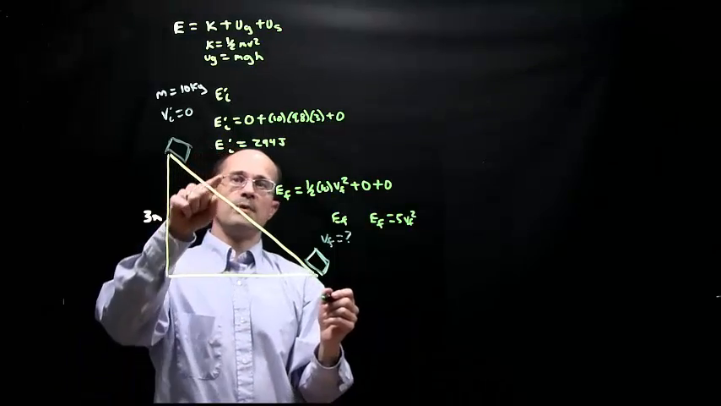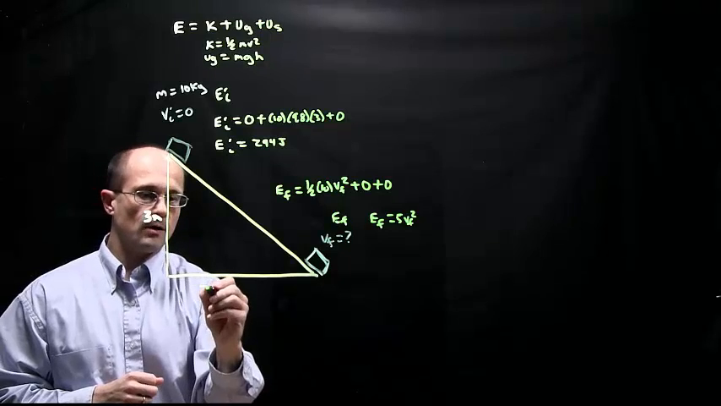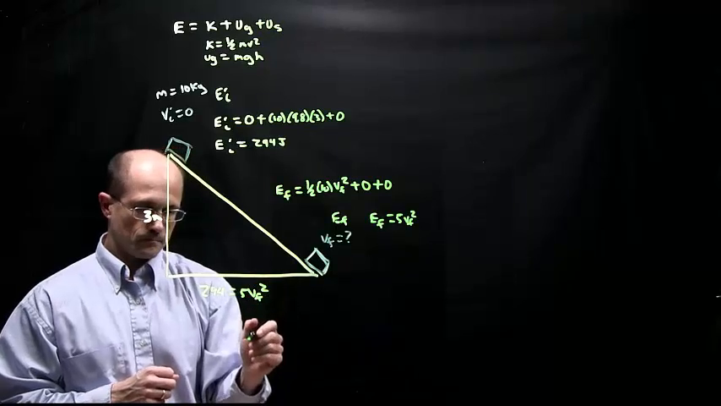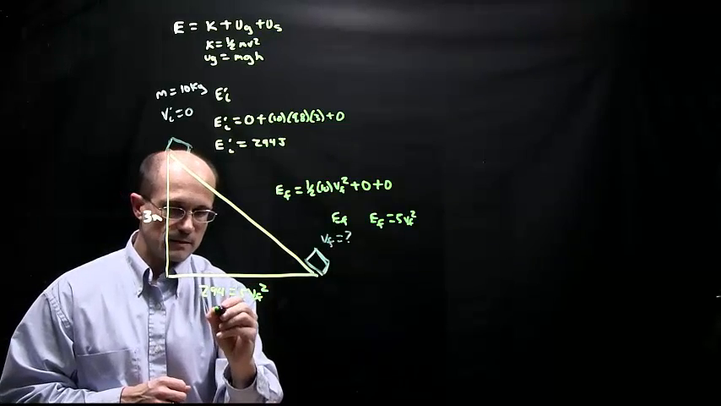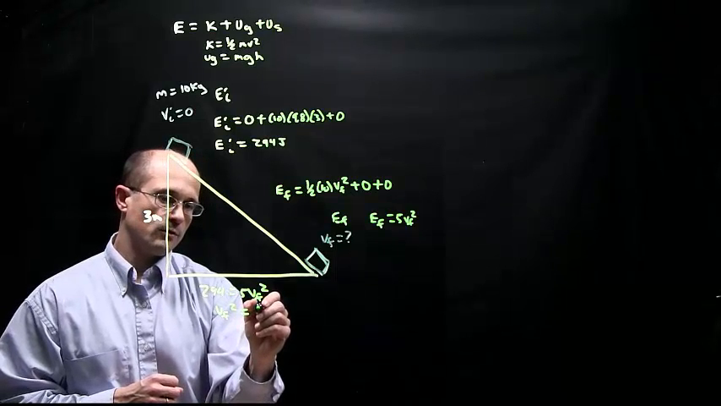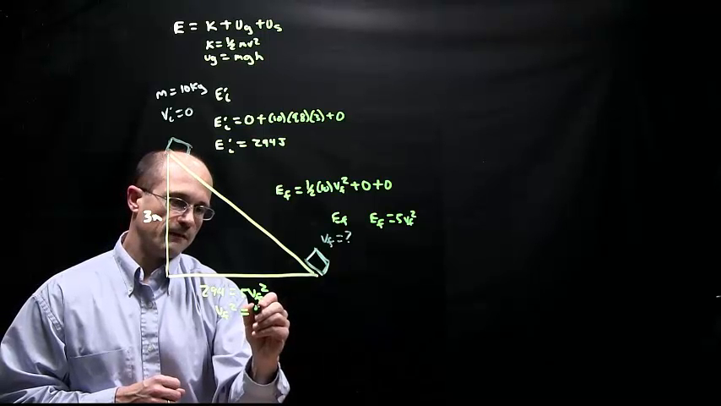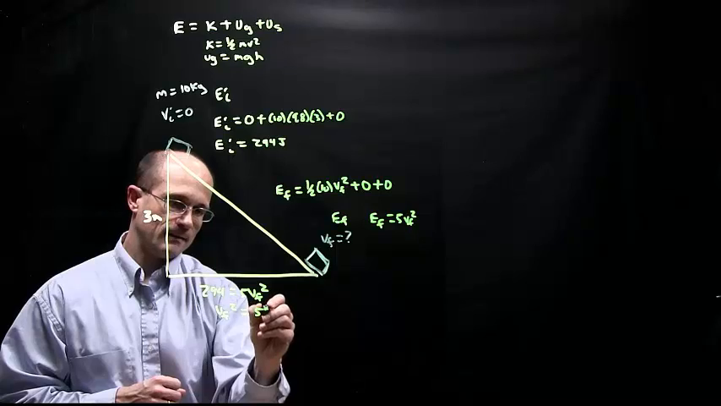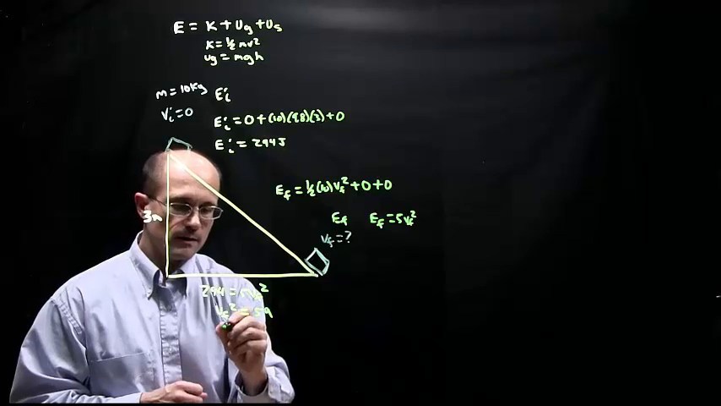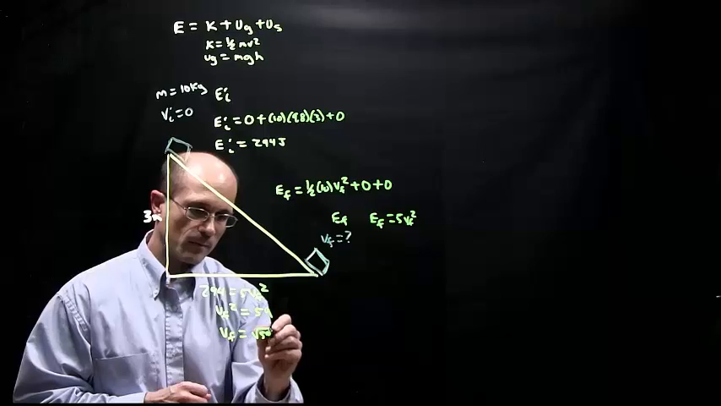So for our energy to be conserved, E initial has to equal E final, and so 294 has to equal 5 v final squared. We divide both sides by 5, and we see that v final squared is roughly 58, almost 59. We'll round it to 59, so v final is the square root of 59, whatever number that is.